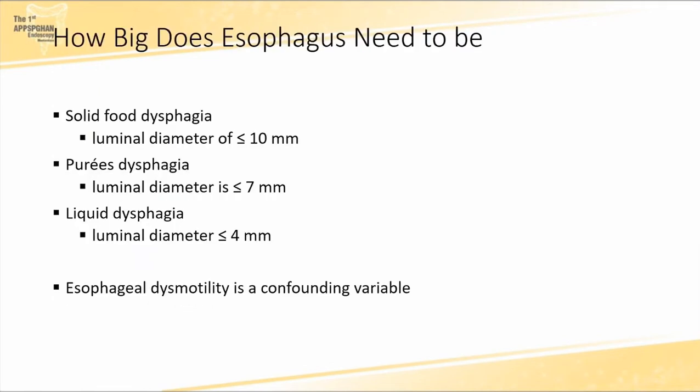That being said, as a rule of thumb, this is my clinical experience, that solid food dysphagia usually begins with a luminal diameter less than or equal to 10 millimeters. Puree dysphagia usually begins with a diameter less than or equal to 7 millimeters, and liquid dysphagia with a luminal diameter less than or equal to 4 millimeters. Now, esophageal dysmotility is a confounding variable in this.